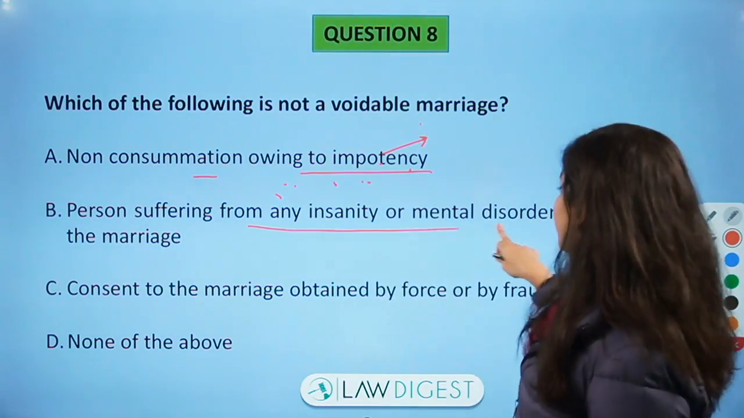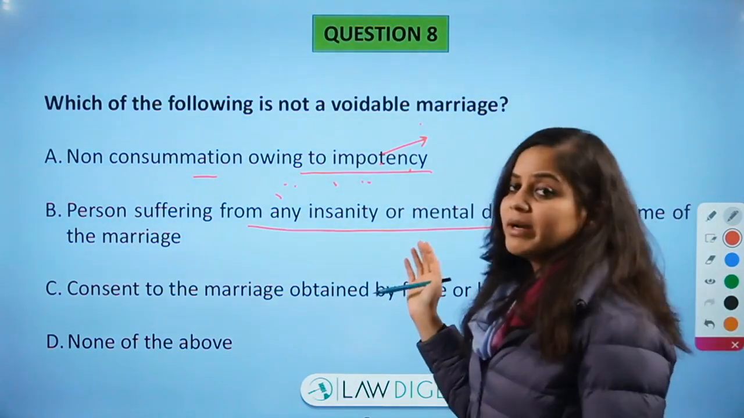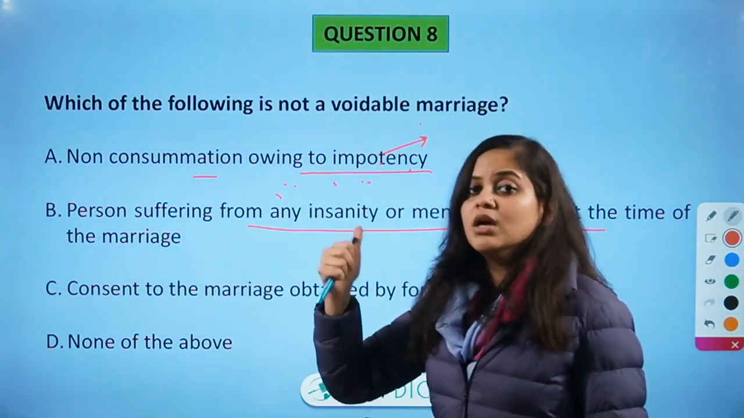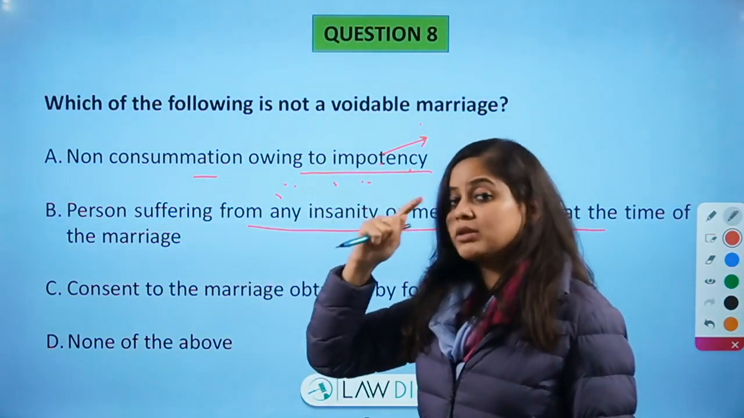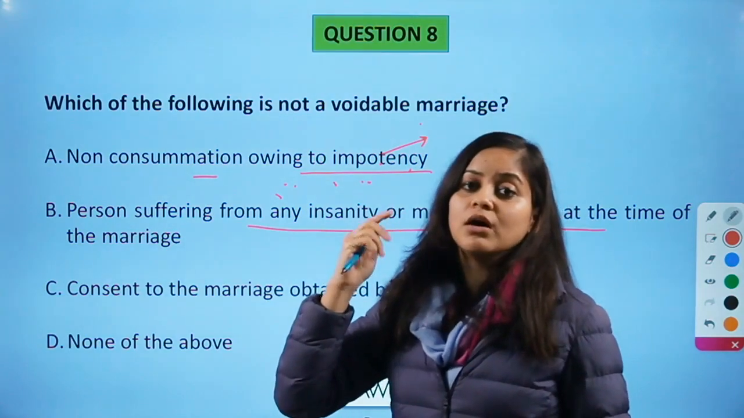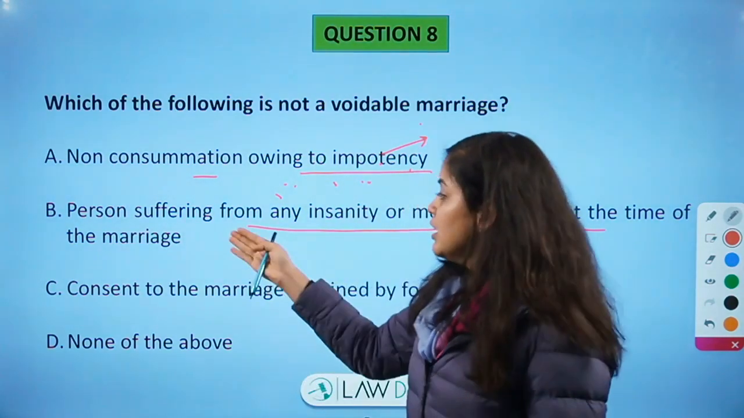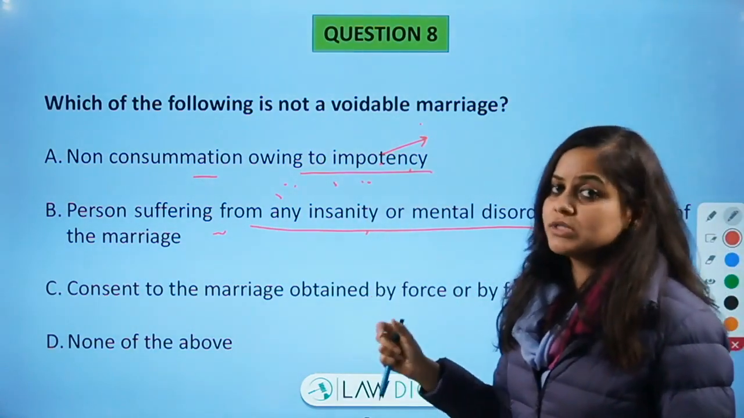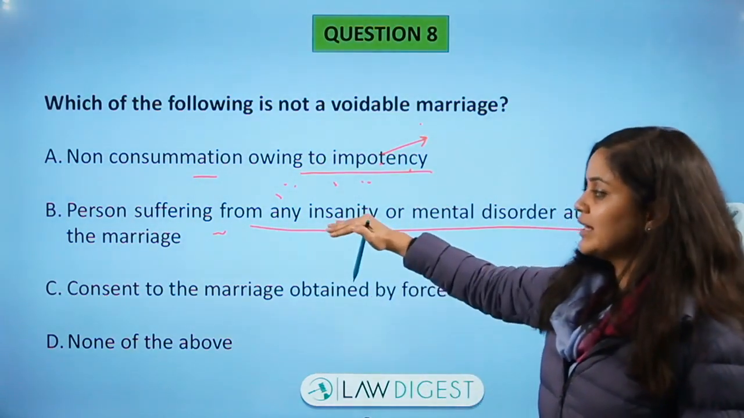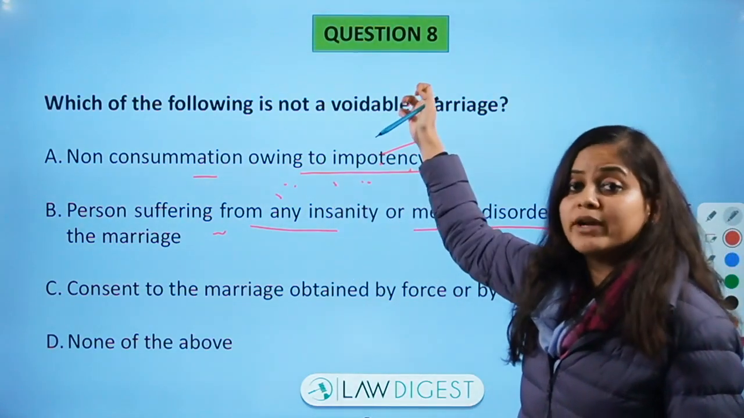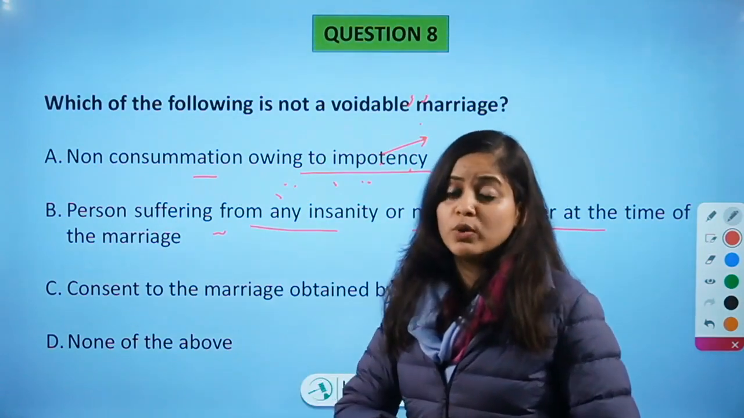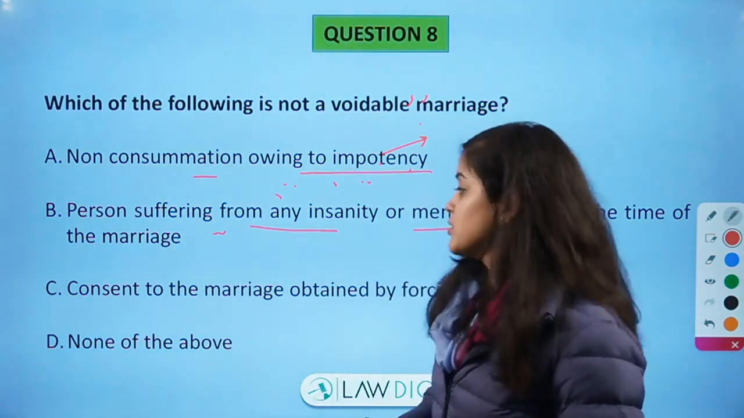Then person is suffering from any insanity or mental disorder at the time of marriage. ये एक essential condition थी when we discussed previous questions, जहाँ पे हमने बात करी थी कि essential conditions क्या ज़रूरी हैं हिंदू marriage के लिए. There we had discussed that sanity is one of the essential conditions that need to be there. अगर insanity है partner की, then it is a voidable marriage at the option of the other, obviously, that the person is willing to accept the other person or not.